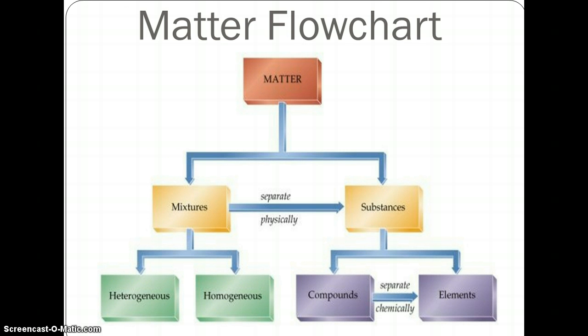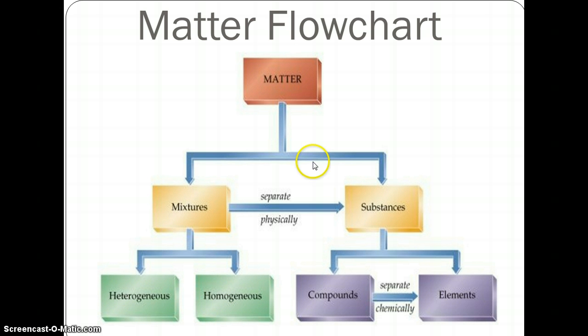So this flowchart might help you too if you're still struggling. Matter can be separated into two pieces, mixtures and substances. These are completely opposites. Mixtures can be separated into substances if we want them to be. If you follow this way, we have mixtures, we have two types, we have heterogeneous and homogeneous. It can't be both of these, it has to be one or the other if it's a mixture.